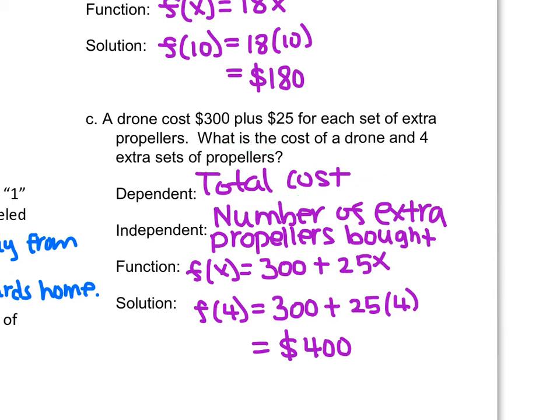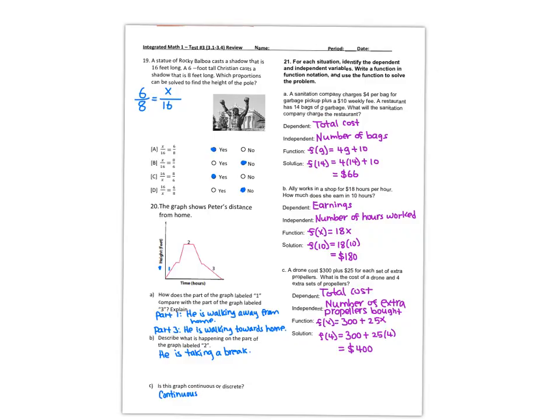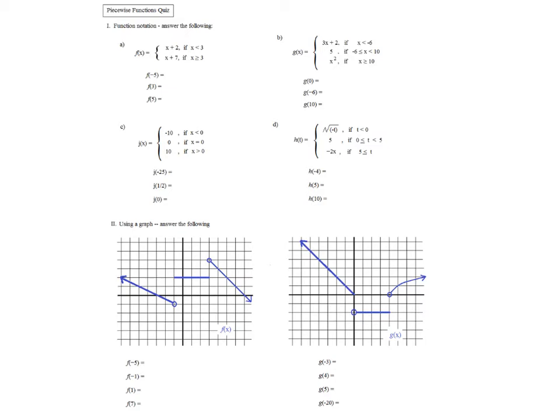Now they want us to find out what is the cost of a drone if he buys 4 extra propellers. So the 300 plus the 25 times every propeller, so 4 propellers. So that's 100 plus 300 is 400. That's the end of your review. I had an extra page here, and so I'm adding this, which is a little bit different than the one that you have, but it's the same idea.